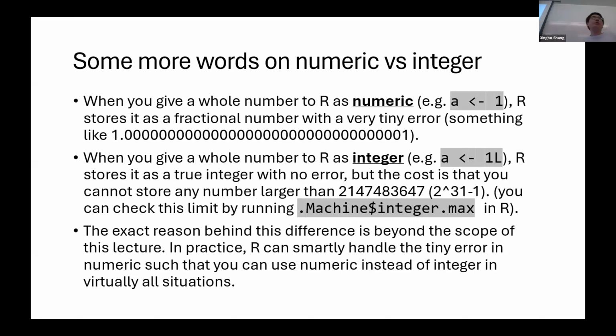So of course, for numeric, there is also an upper limit of how big you can have, but the upper limit is much larger. The exact reason for this behavior is beyond the scope of this lecture. In practice, for integers you want to use, just use numeric. Perfectly fine, 99.99% of cases.